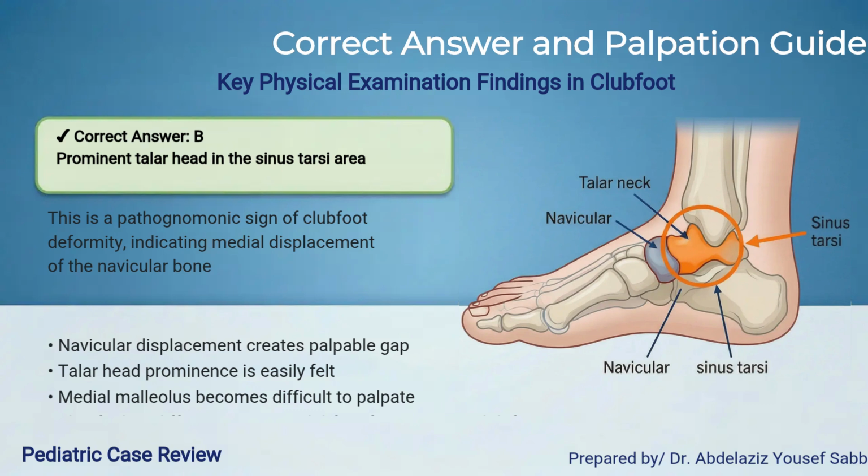First, navicular displacement creates a palpable gap in the sinus tarsi. Second, talar head prominence is easily felt laterally in the sinus tarsi area. Third, the medial malleolus becomes difficult to palpate because of the medial soft tissue contracture. Fourth, this finding differentiates true clubfoot from positional deformity on clinical examination alone without requiring imaging.